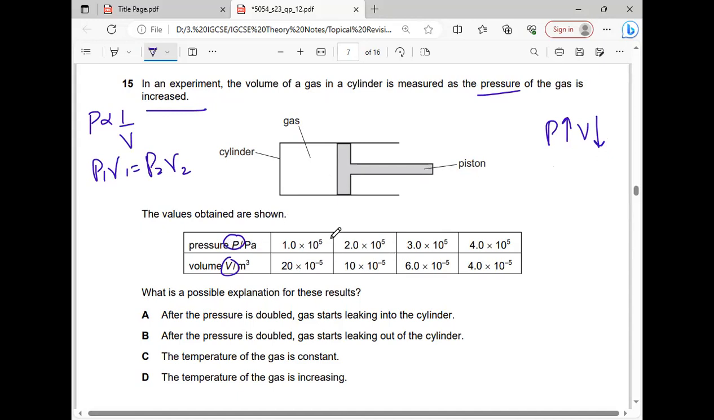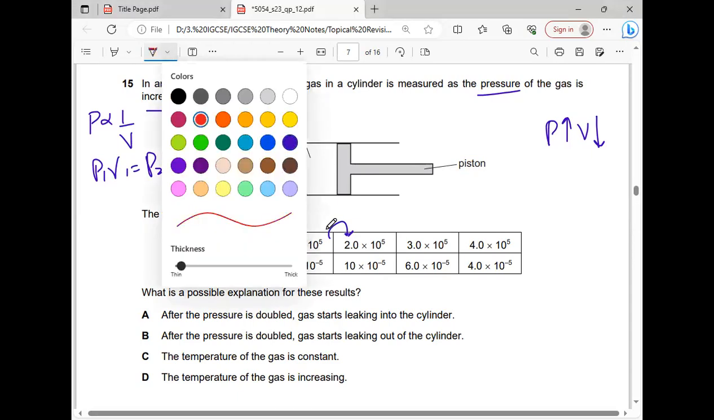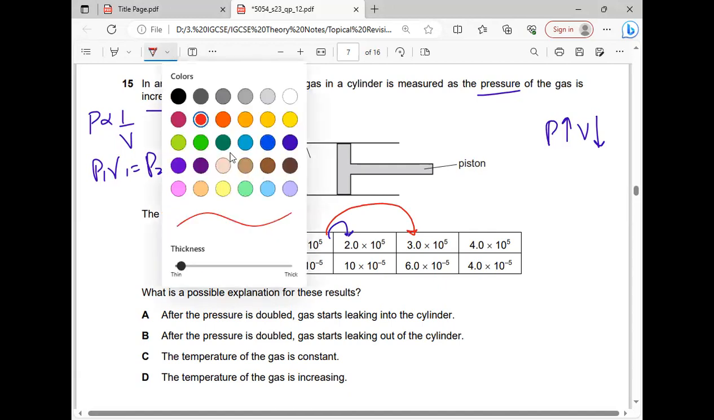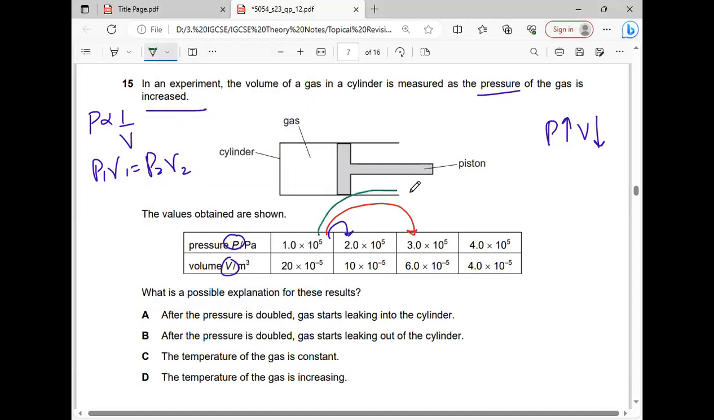Values of pressure are given. Pressure becomes double. Then pressure becomes 3 times. Then pressure becomes 4 times. Okay. So when pressure becomes double, volume becomes half. Correct?